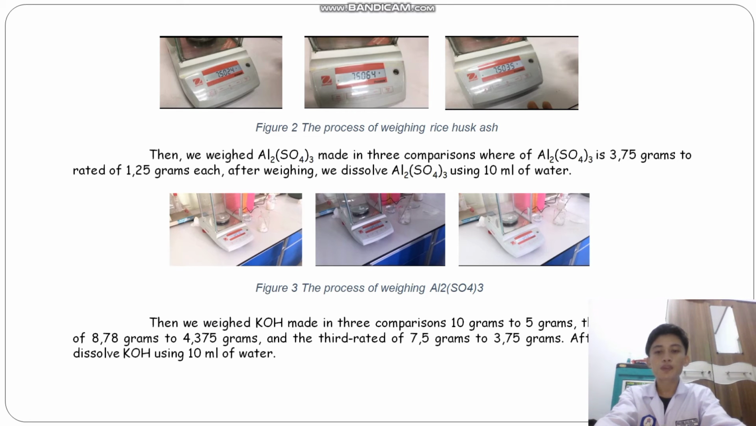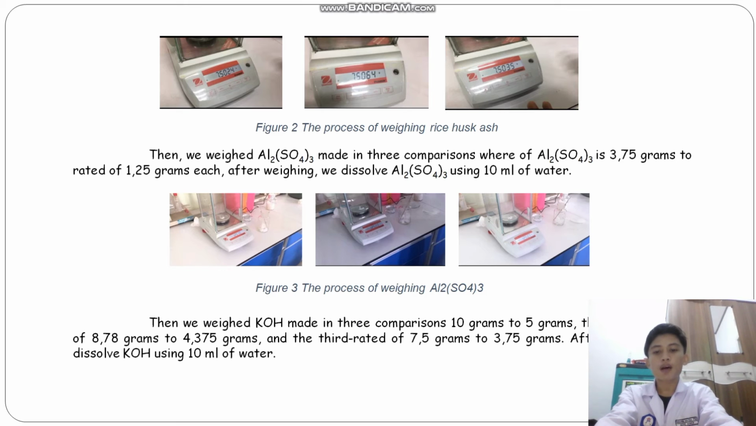Then we weigh aluminum sulfate made in the 3 compressions, where the aluminum sulfate is 375 grams total, with a weight of 125 grams each. After weighing, we dissolve aluminum sulfate using 10 ml of water. Figure 3, the process of weighing aluminum sulfate.